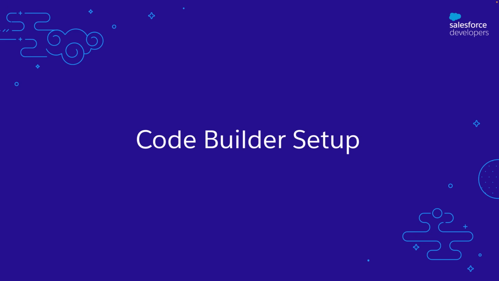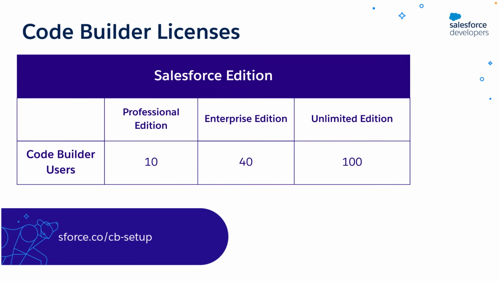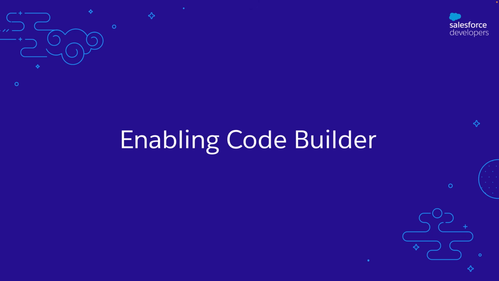Alright, let's talk about the setup process. The first step is knowing which orgs have access to Code Builder. Code Builder is available in most of the Salesforce editions and comes with a specific number of licenses based on your edition. Here you can see the number of licenses for various editions. For more information on editions and licenses, refer to the doc links shared below.